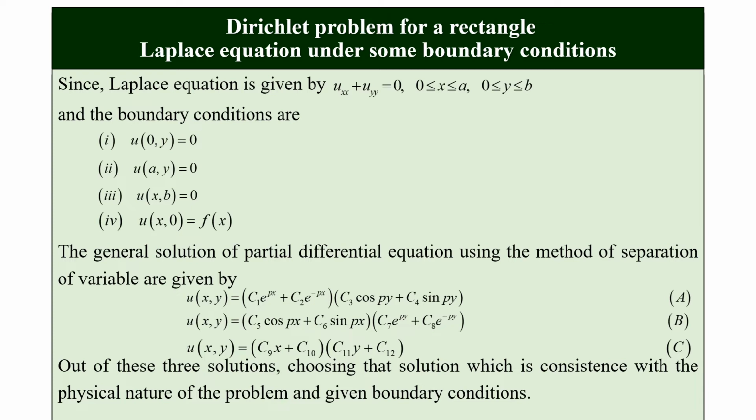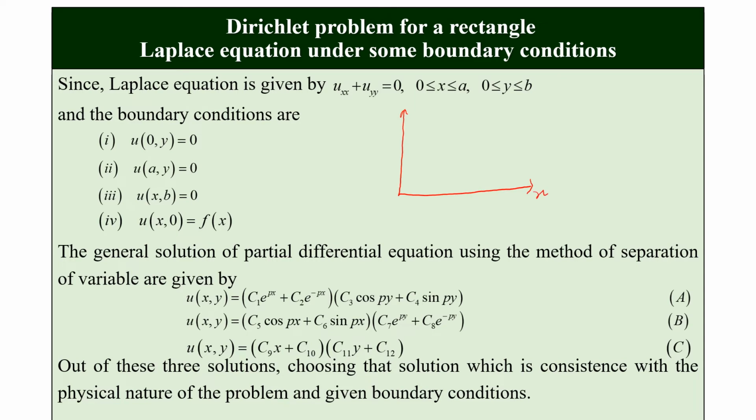The first boundary condition is when x is equal to 0, u is equal to 0. When x is equal to a, u is again equal to 0. And also when y is equal to b, u is equal to 0. And when y is equal to 0, the value of u is f(x). So here we have this type of Dirichlet problem for a rectangle.